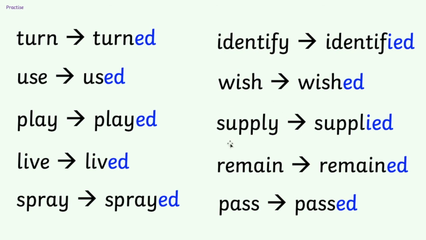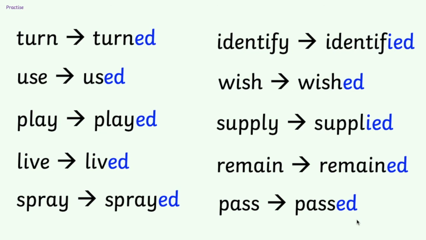Here we've got supply. Well, this ends in that I sound made by a Y by itself, so we need to change the Y into an I, there it is, and then add ed to make the word supplied. And then we've got remain. This is another simple one. We just need to add ed on the end to make remained. And lastly, we've got the word pass, and again, this is nice and straightforward. We just need to add ed on the end.